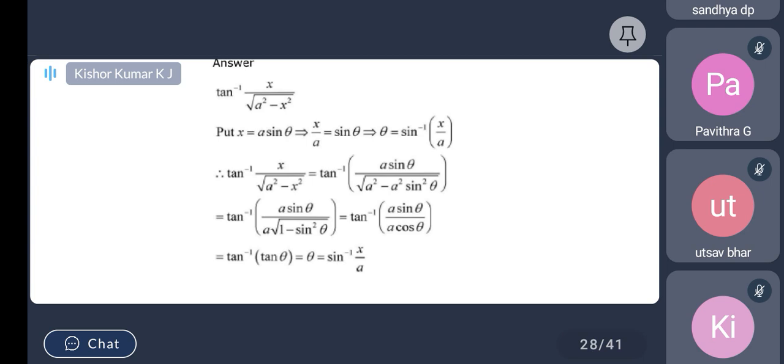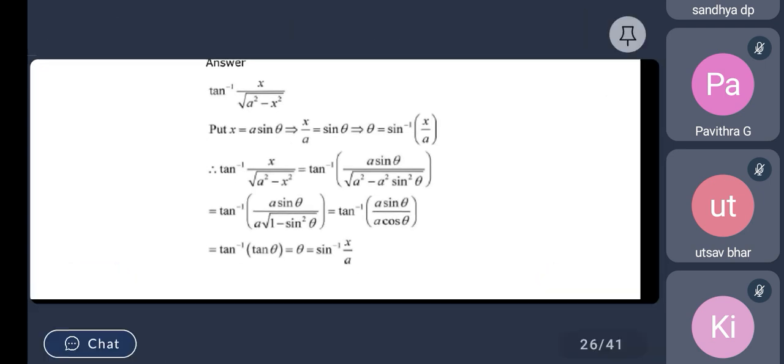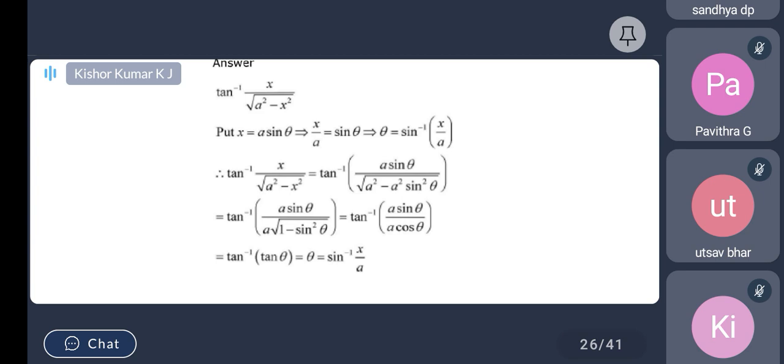So when you are considering the substitutions, you should consider a and x, and you will get the simplified form. How to eliminate this x and a? It is a very simple thing. You have only two options.